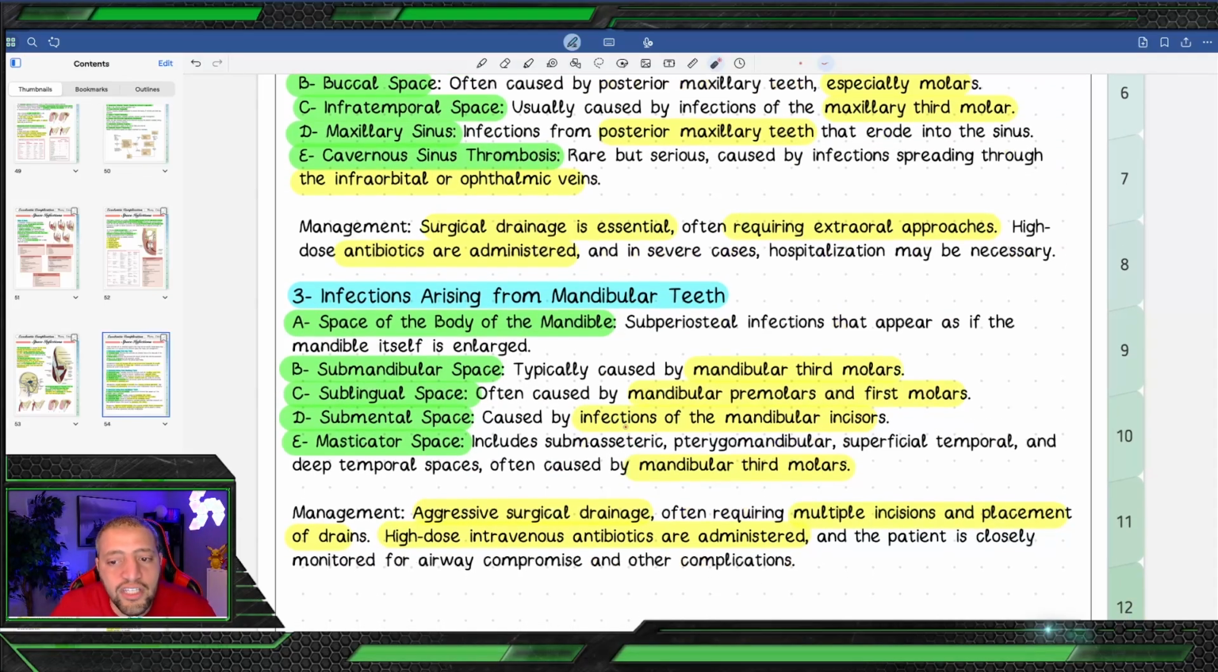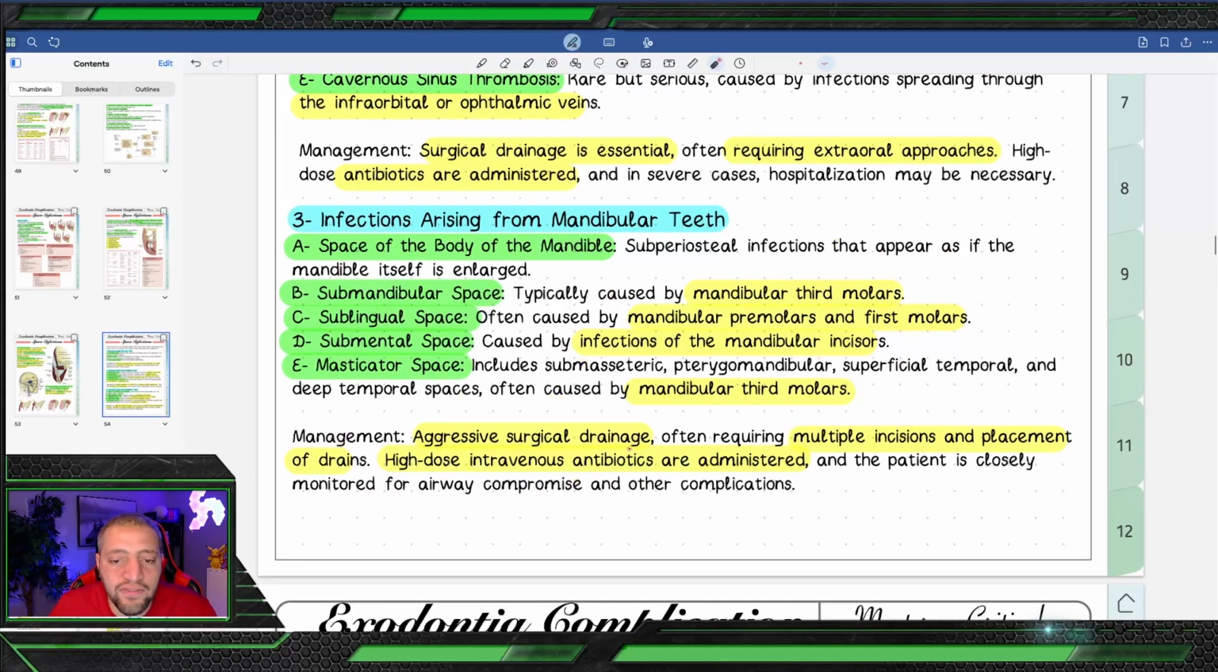Submental space, infection from mandibular incisors. Masticator space, which is posterior, related to mandibular third molar. Okay? Management: aggressive surgical drainage, which requires multiple incisions and placement of a drain, and high-dose intravenous antibiotics are administered.